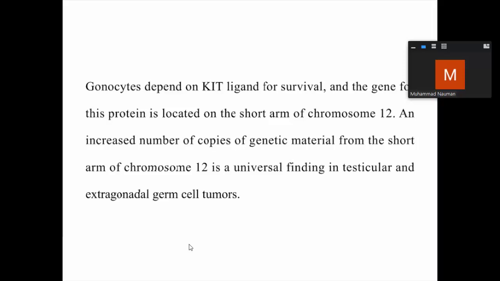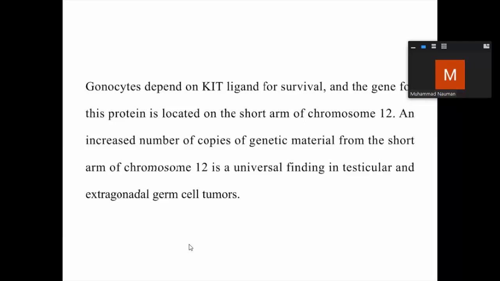When there is a mutation or neoplasia or tumor, the tumor cells have to survive. When there is a mutation in the KIT ligand or genes producing this ligand, and this survival pathway for the germ cell tumor, there will be an increase in the number of copies of this ligand.